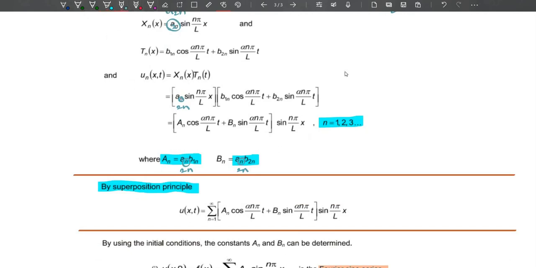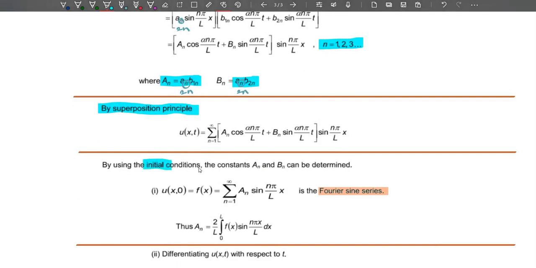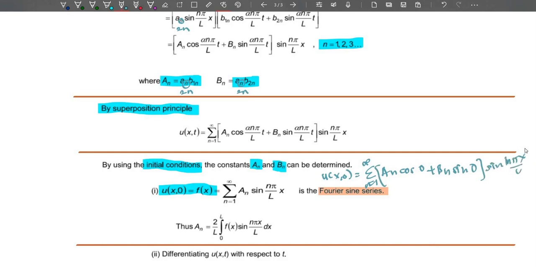we can write all of this in terms of summation. So u(x,t) equals summation from n equal to 1 until infinity. That's why we use summation here. Just rewrite everything. Next, by using the initial conditions, we can determine the values of A_n and B_n. When we substitute u(x,0) equal to f(x), we will have this equation, because it is the substitution of t equal to 0. That means u(x,0) is equal to summation n from 1 to infinity A_n cos 0 plus B_n sin 0, and then sin(nπx/L). As you can see, sin 0 equal to 0, so this part is going to be 0.